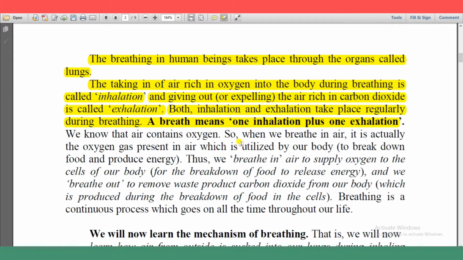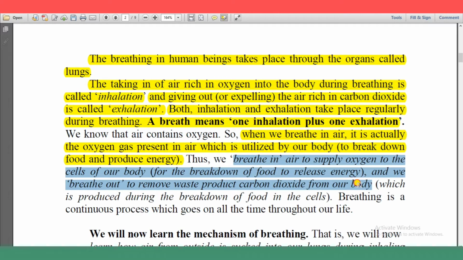When we inhale oxygen, this oxygen is used by our body to release energy by breaking down the food, and hence the waste product carbon dioxide is also produced, and this is released by the process of breathing out.